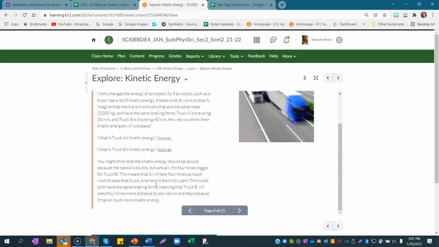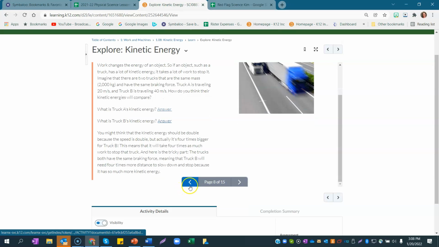And here's the tricky part. It says the trucks both have the same braking force, meaning that truck B will need 4 times more distance to slow down and stop because it has so much more kinetic energy. So for question 4, how much work does it take to stop an object with a lot of kinetic energy? If we look through, this says 4 times the distance. So if you're multiplying and using that formula, it's taking 4 times the amount to stop. And so moving to question 5, when is kinetic energy the greatest in a ball you throw in the air?